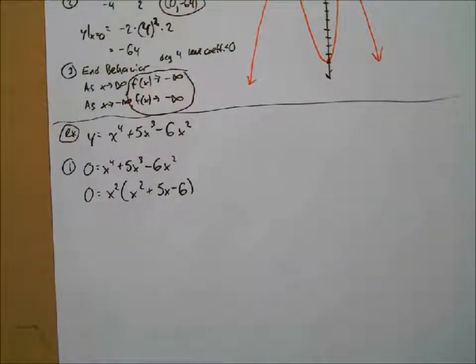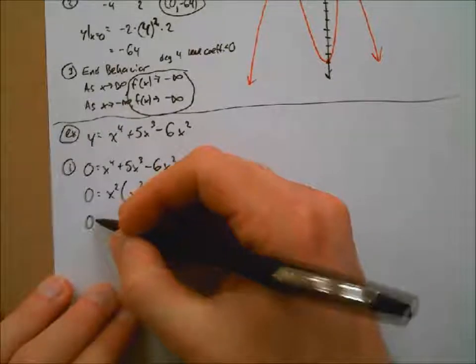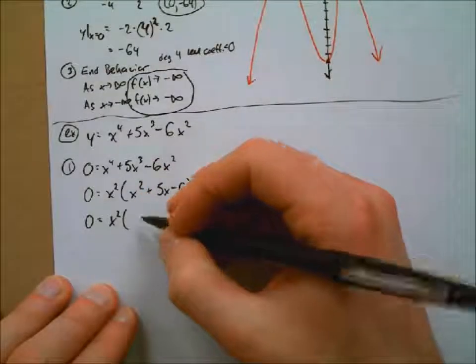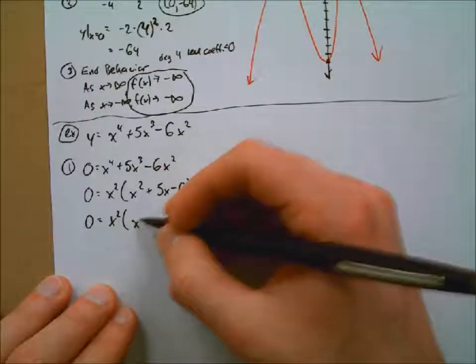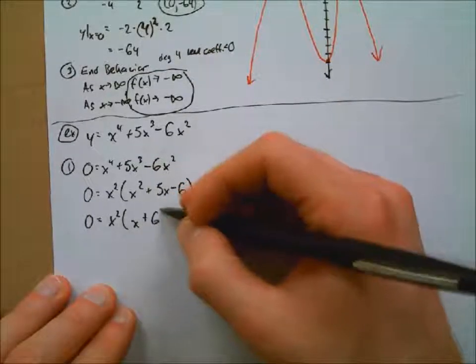And then can we factor further here? Is there anything else we can do? This is for everybody. What do you guys say? Can we factor further? Yeah, okay, what can factor? X squared plus 5x minus 6. Okay, what will that factor to be? So yeah, it's going to be x plus 6, x minus 1, or x minus 1, x plus 6.